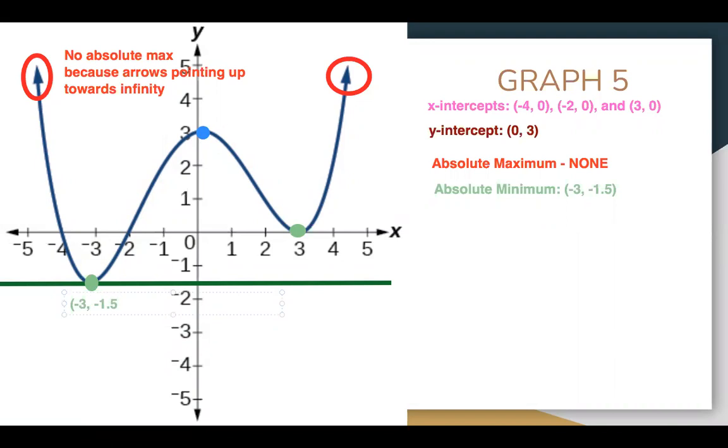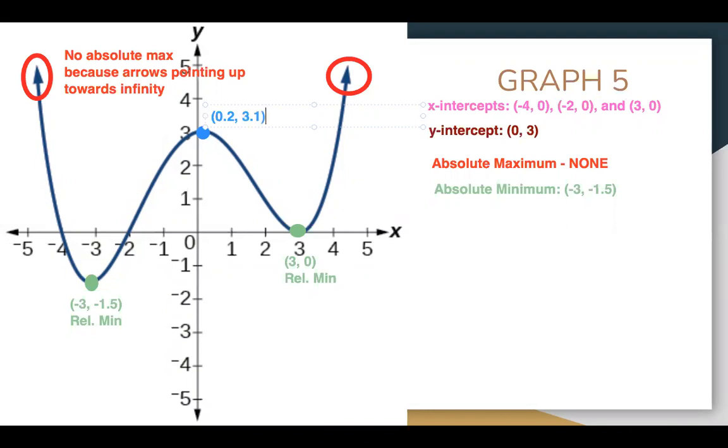This one we already know is (-3, -1.5). It's a relative min. This one is our intercept, so we know that was (3, 0). And that's also a relative min. Here, our maximum, that's about a little off center. I'm gonna call that about (0.2, 3.1). And as long as your numbers are somewhere around there, it would have been fine. So those are our maxes, our mins, and then our x, y's, and absolutes on the right.